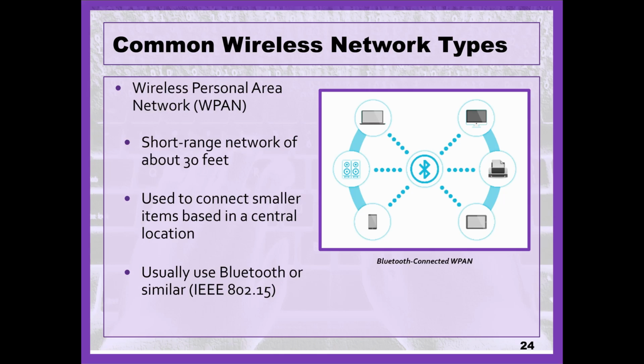Wireless Personal Area Networks, WPANs, are networks with a very small range of about 30 feet. They are used to connect small, personal devices around a central location and typically use Bluetooth or other such protocols. These networks typically connect things like smartwatches, headphones, and speakers to mobile phones. They typically have moderate performance and use standards such as Bluetooth, IEEE 802.15, and IrDA, Infrared Data Association.